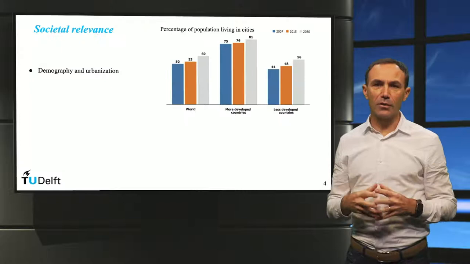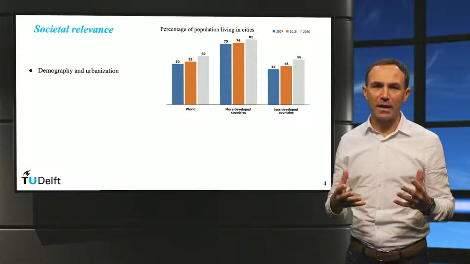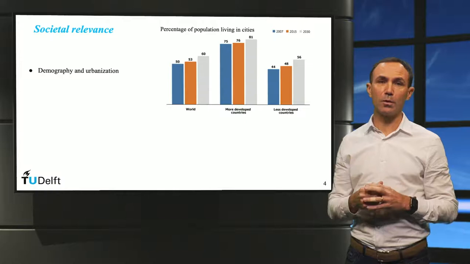Why is the topic of urban air mobility growing so rapidly? Let us look together at some demography statistics. The percentage of world population that lives in the city keeps increasing. Take the more developed countries. Cities in 2007 already accounted for three quarters of their total population. In 2030, the percentage will increase to 80%.